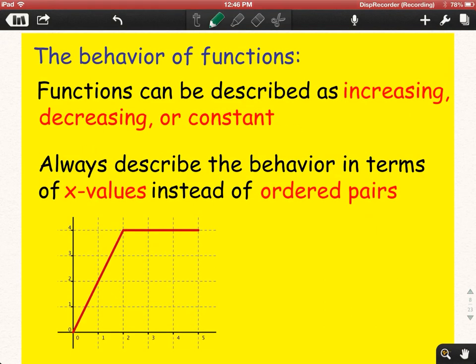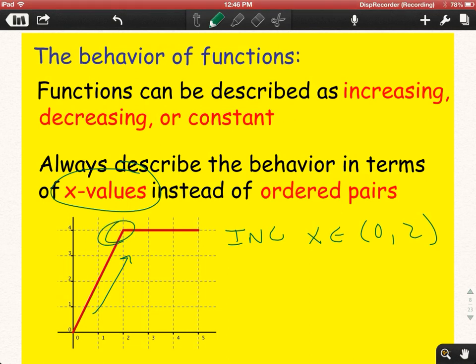Let's talk about what functions are doing: increasing, decreasing, or constant. So in this particular one, we could say we are increasing when x is in the interval from 0 to 2. So notice that we always do behavior in terms of x values. I didn't ask you how high it went. It has nothing to do with that. I don't care about that. I care about x values in terms of increasing, decreasing, or constant. So for constant, x would be on the interval from 2 to 5.